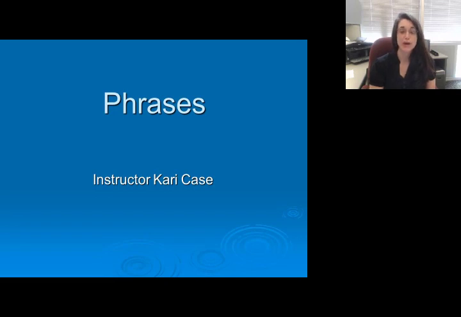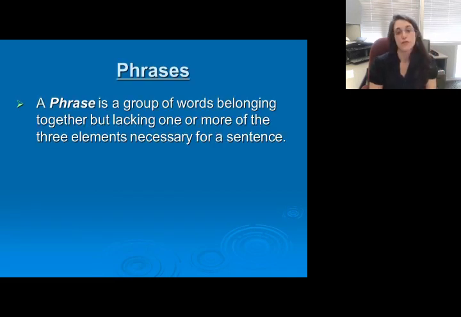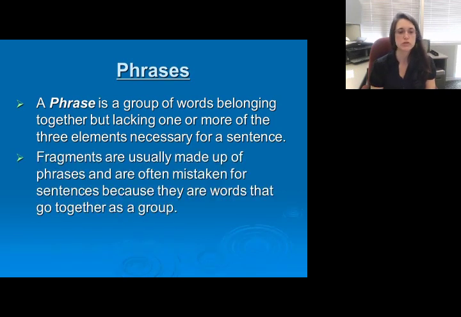Today what we're going to talk about are phrases. We're going to identify what phrases are and talk about how to identify 6 different kinds of phrases today. So the first thing to understand is that a phrase is a group of words that typically belongs together but is lacking one or more of the 3 necessary elements of a sentence. So fragments are usually made up of phrases and are often mistaken for sentences because they are words that go together as a group.